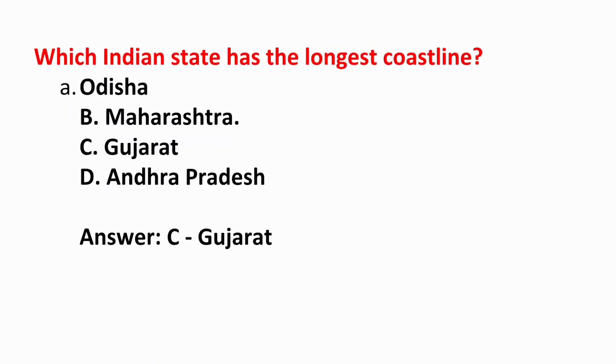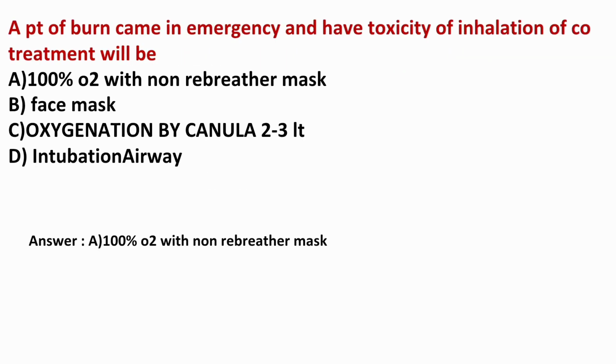Which Indian state has the longest coastline? A. Odisha. B. Maharashtra. C. Gujarat. D. Andhra Pradesh. Answer: C. Gujarat.